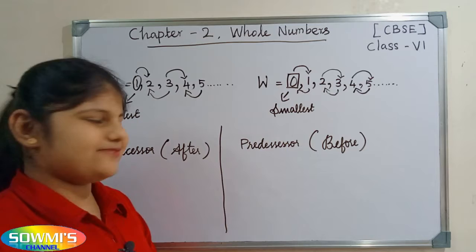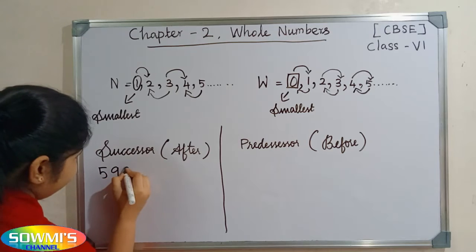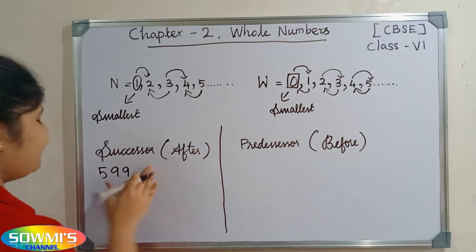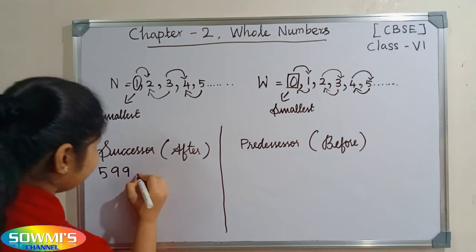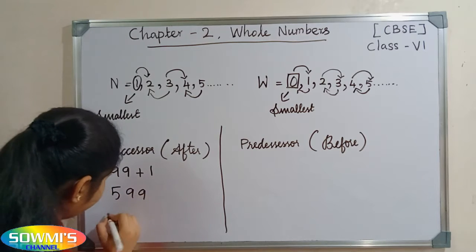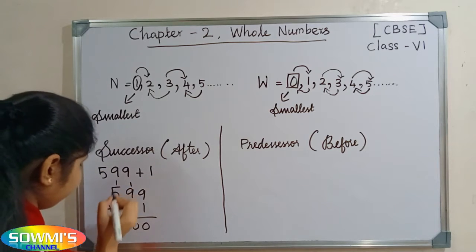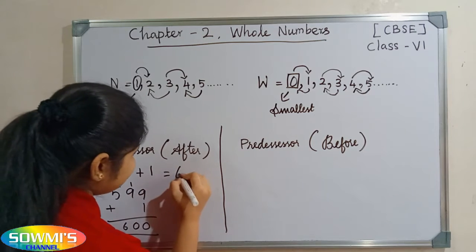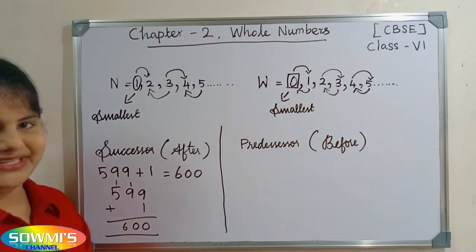Next we will see some examples for successor and predecessor. For example, we can take 599. So, here the given number is 599. To find the successor of a given number, we just have to add 1 to the given number. So, 599 plus 1 will be 600. So the successor of 599 is 600.